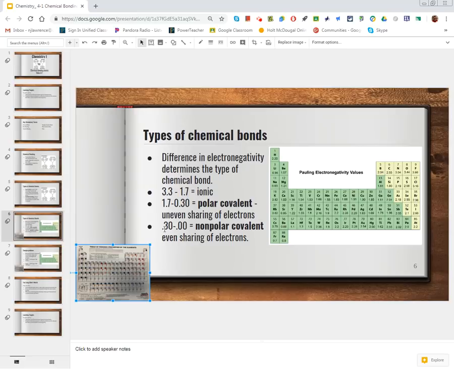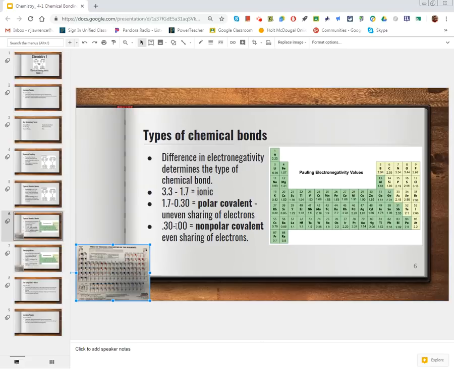And then the third category is what's called a nonpolar covalent. This is when atoms are sharing electrons, but there's an equal or even sharing. So if two atoms that are exactly the same, like two oxygens, bond with each other, since their electronegativity is going to be the same, their difference is going to be zero, which means they're going to share the electrons evenly. Think of tug of war. If two identical twins play tug of war, they're not going to win. They're going to share that rope equally.